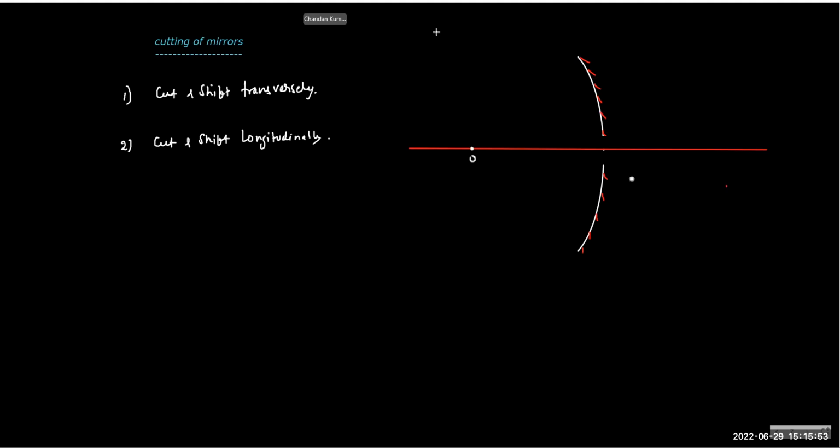So after cutting and shifting, when you cut and shift, the principal axis will actually shift for each part. This was the PA. Now we have PA1 and PA2. So basically, there are two principal axes, and because we have two principal axes, the object will appear differently for each part of the mirror. So the upper mirror will see the object here, and the lower will see the object like this.